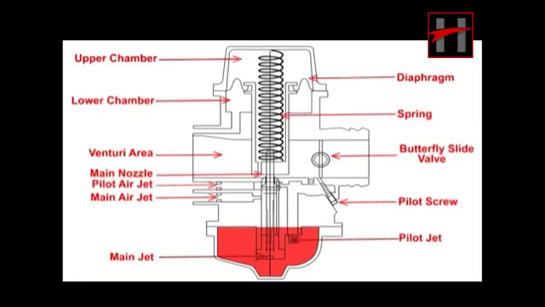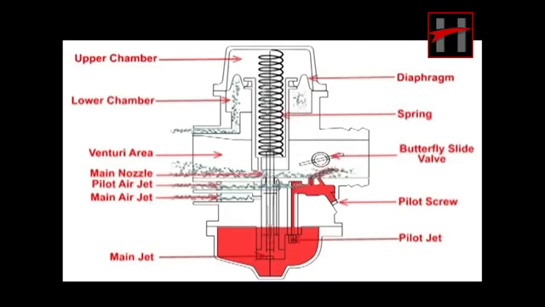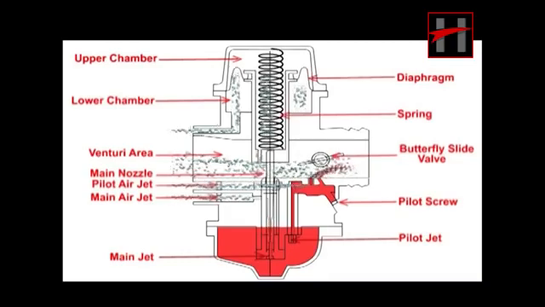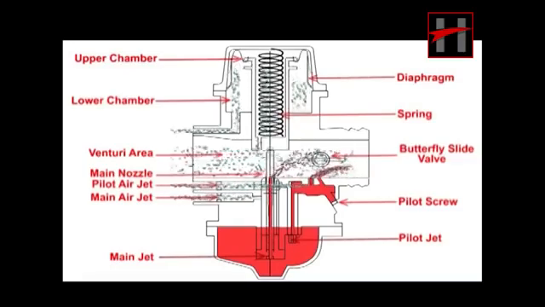The butterfly slide is at almost closed condition. By opening the butterfly slide, velocity of the gases increases in the venturi area. Vacuum is created at the venturi area. Piston is lifted up due to pressure difference between the lower chamber and the upper chamber of the diaphragm. Controlled amount of fuel is sucked to the mixing chamber through the main jet.